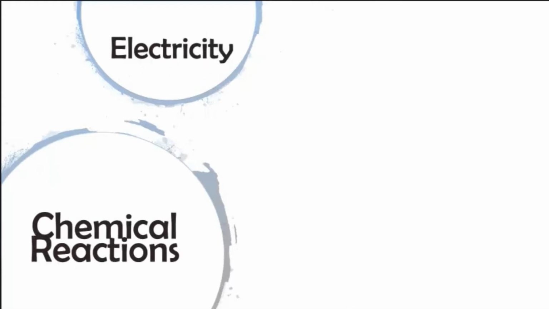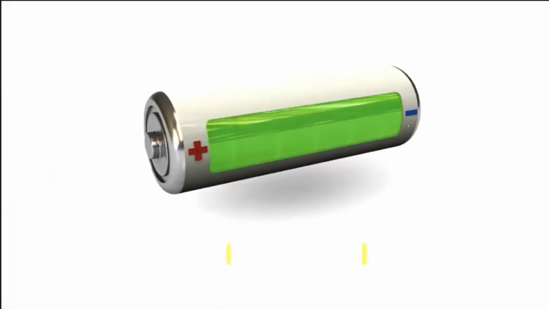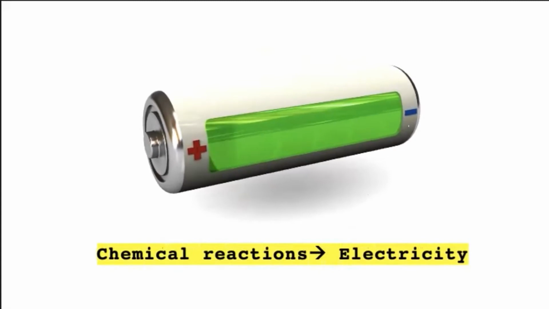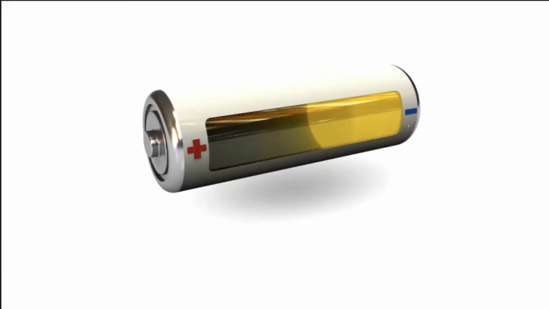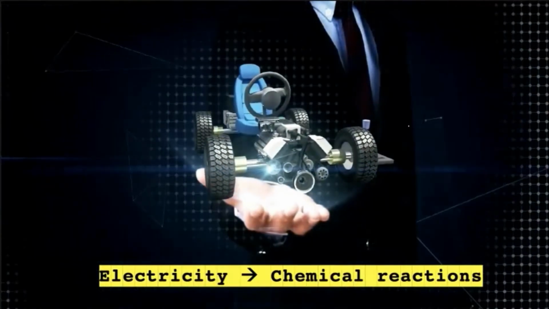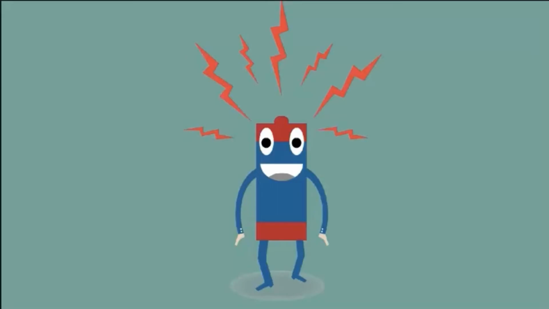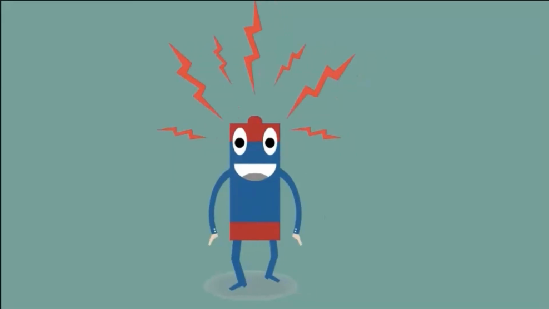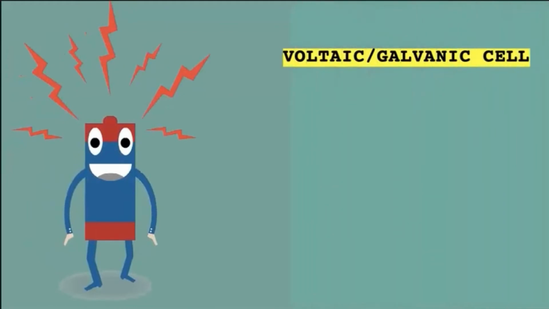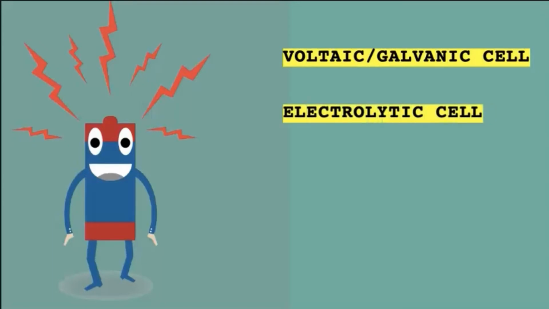agents. As we have mentioned earlier, there are basically two main ways that chemical reactions and electricity interact. Certain chemical reactions can generate electricity, while for some, electricity can make certain chemical reactions occur. The electrochemical cells which generate an electric current are called voltaic cells or galvanic cells, while those that drive chemical reactions are called electrolytic cells.